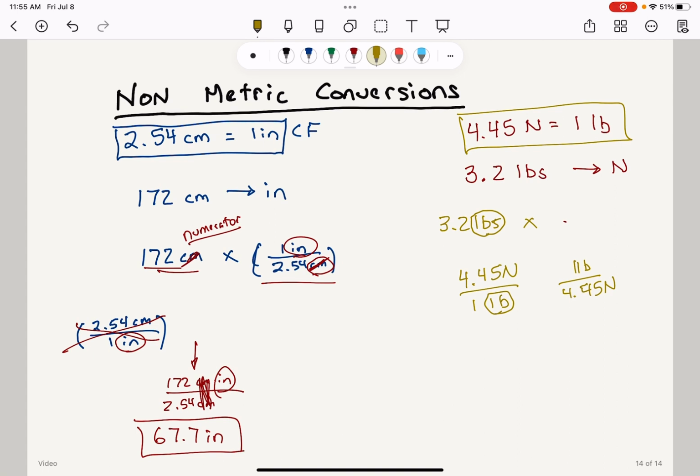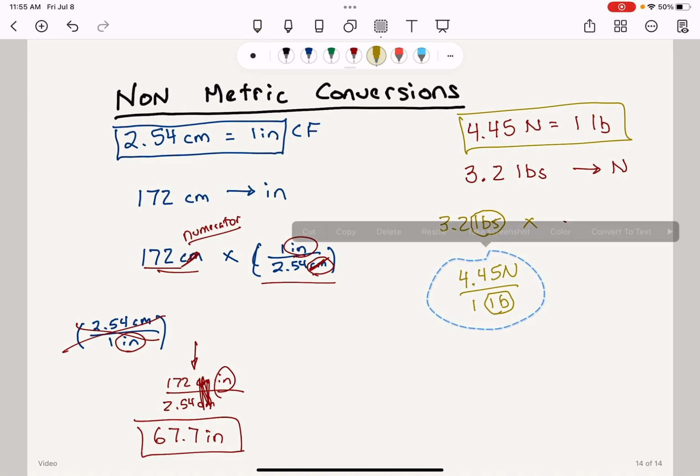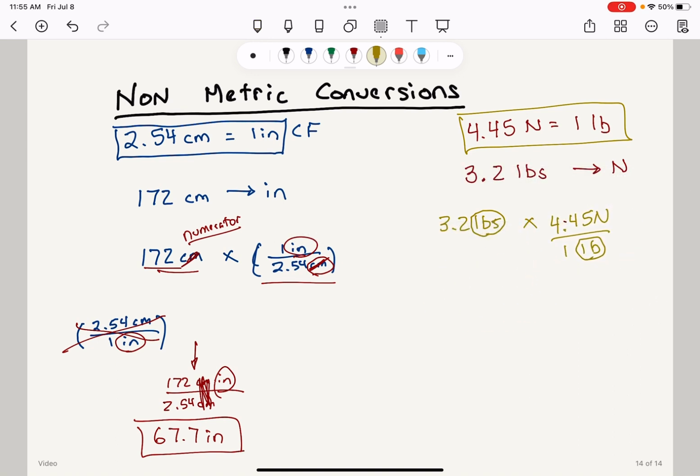So I'm going to get rid of this one, and move this one up here so that it is the fraction I multiply by. Now we are ready to go. Pounds cancel, leaving me with newtons. In this case, I'm going to multiply across. Notice it's divided by 1, so it doesn't really do anything. That should be 3.2 times 4.45, and we're left with 14.24 newtons, but I should round that to 2 sig figs because that's what my original number had. So that should be 14 newtons. And that is simple conversion using conversion factors and cancellation of units.